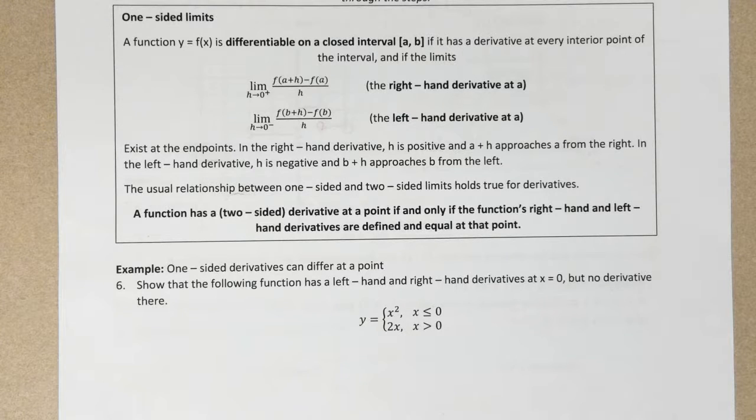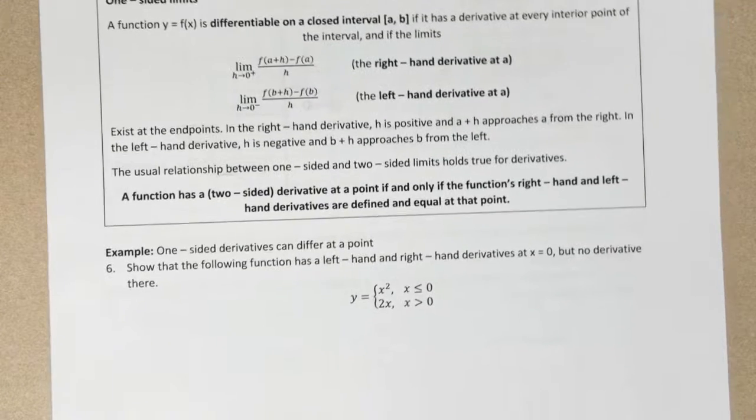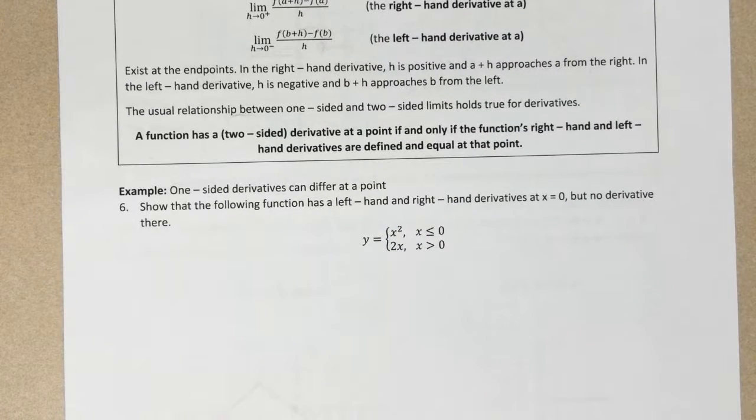So if the function's right-hand and left-hand derivatives are defined, then the function has a derivative at that point, and it's equal to the left and right-hand derivatives. So let's do an example where one-sided derivatives can be different at the point.